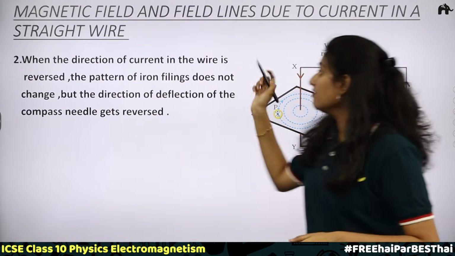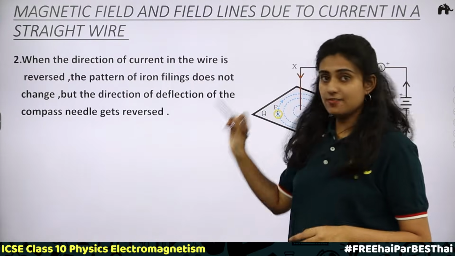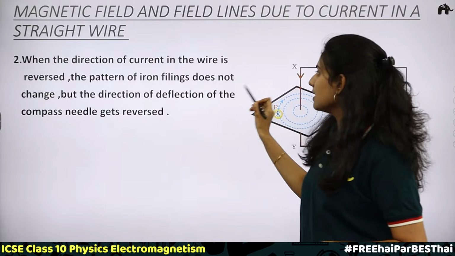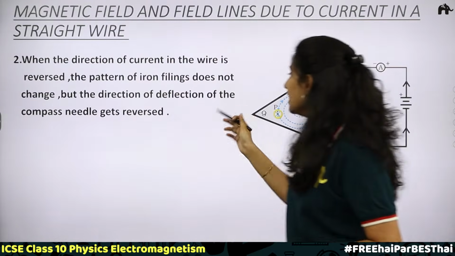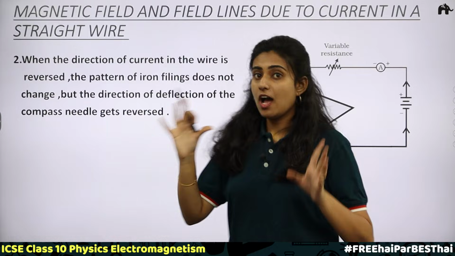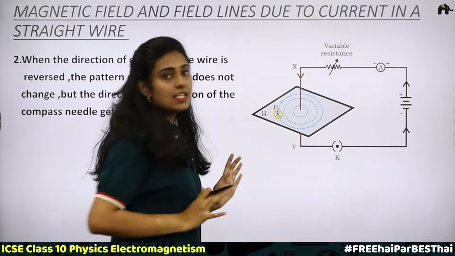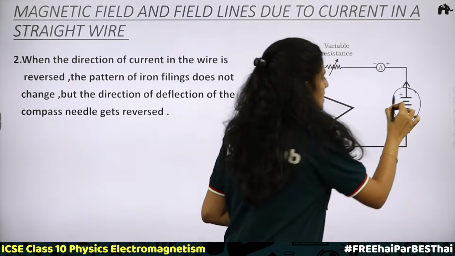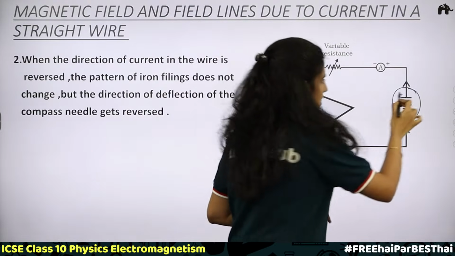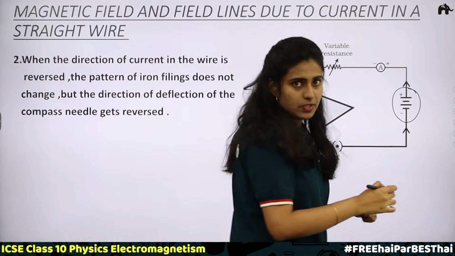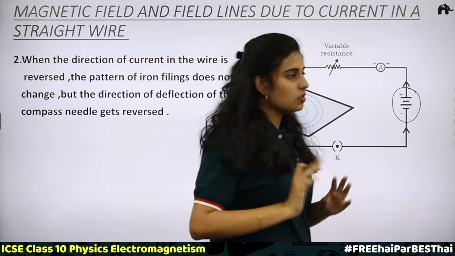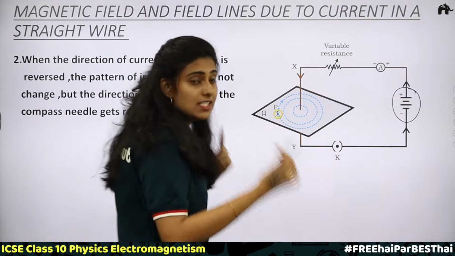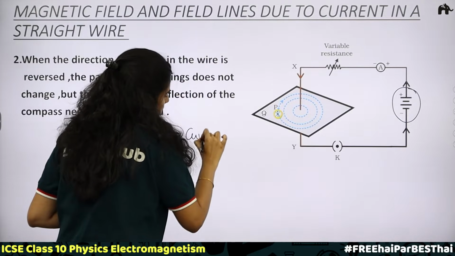Second observation: when the direction of current in the wire is reversed, the pattern of iron filings does not change, but the direction of deflection of the compass needle gets reversed. How do we reverse the direction of current? Here you have a battery. If you exchange the positive and negative terminals, negative comes here and positive goes here. You will have to change the ammeter arrangement also. Then you are reversing the current.